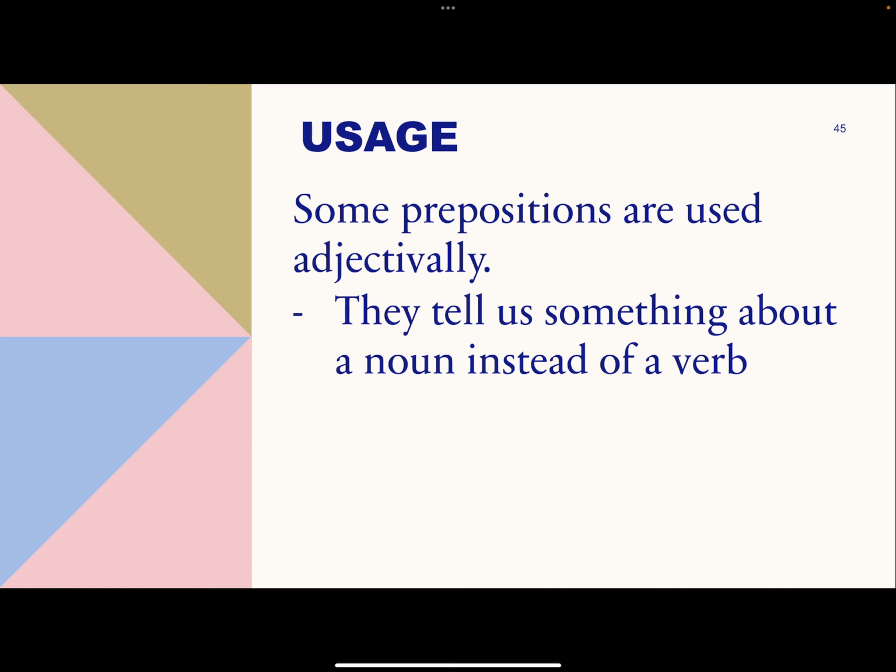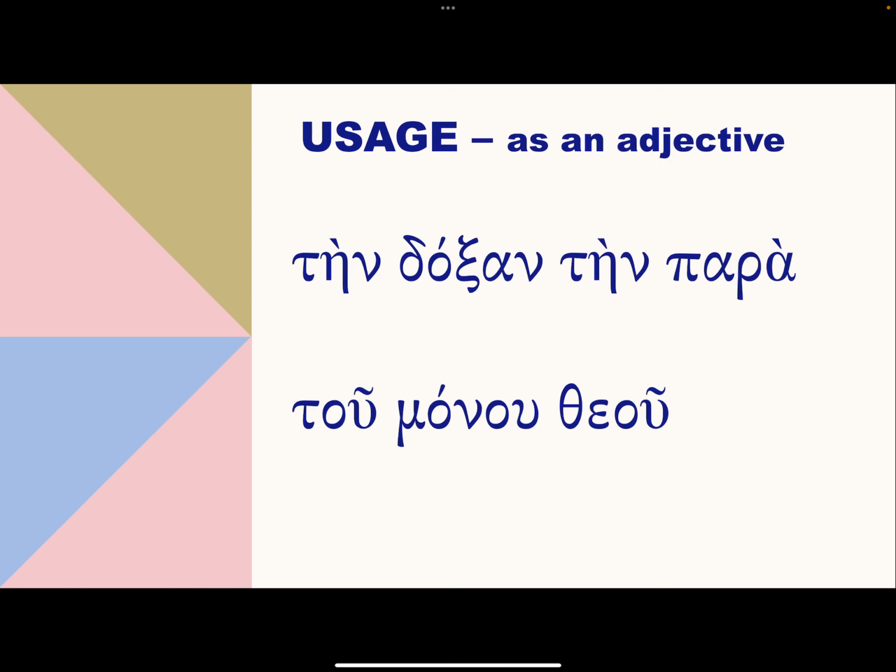But prepositions can also be adjectival. And what I mean by that is they actually tell us something about the noun instead of the verb. This is less common, but it does occur. Here's an example. Tein doxan, tein para, tu monu theu. Now, the first thing I notice here is that I've got tein doxan, that means the glory, and it's in the accusative case. Then I've got tu monu theu, all in the genitive case, meaning of the only God.